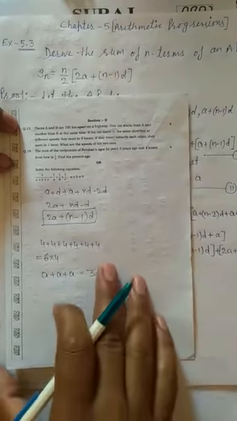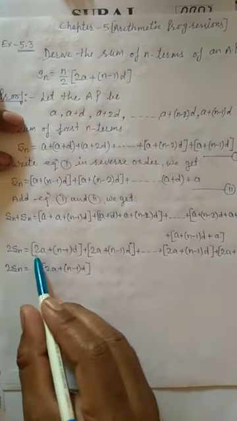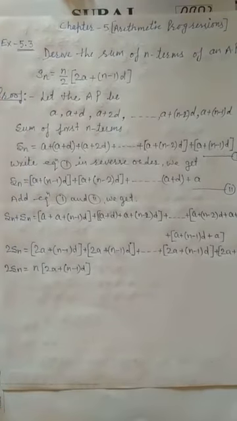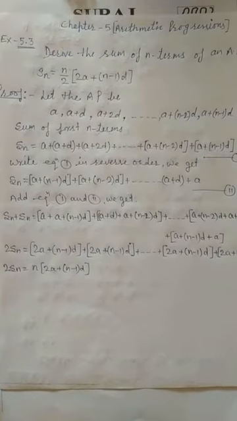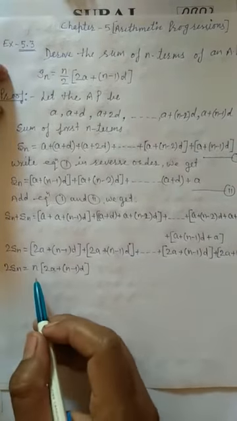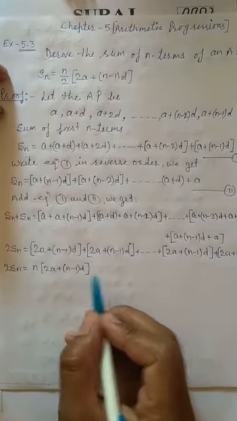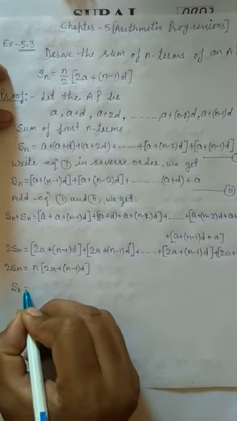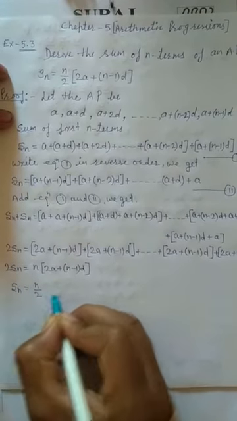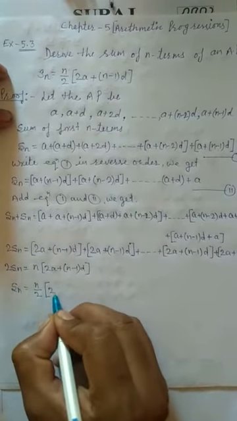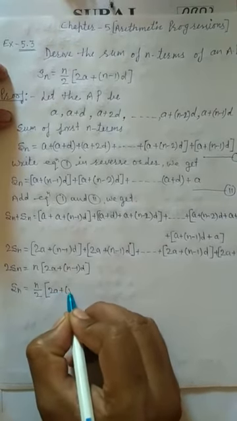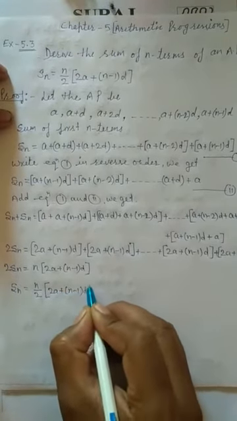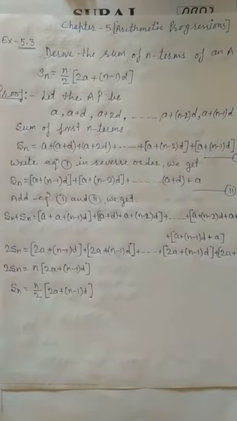3a. So same, beta. How many times? 2a plus n minus 1, 2a plus n minus 1, 2a plus n minus 1. So students, we write it as n into 2a plus n minus 1 into d. And in the next step, Sn is equal to n upon 2 in bracket 2a plus n minus 1 into d. That is the sum of n terms of an AP.